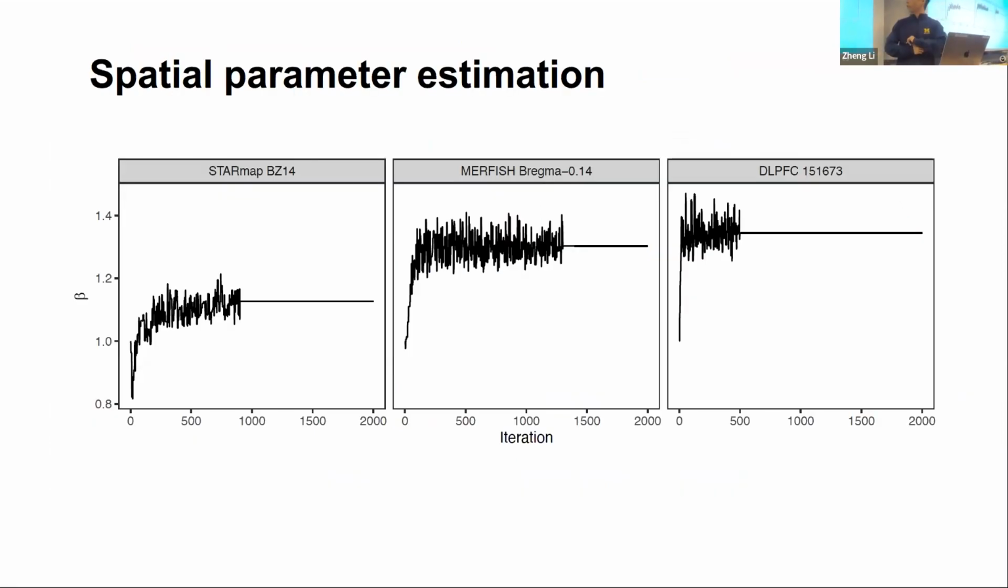So this slide is showing more of a technical aspect. This is showing the posterior estimate of the spatial parameter in 3 different tissue types, and we can find the estimates are very different. So it does highlight the importance of estimating this parameter in different tissues and different data sets instead of just fixing it to a specific value.